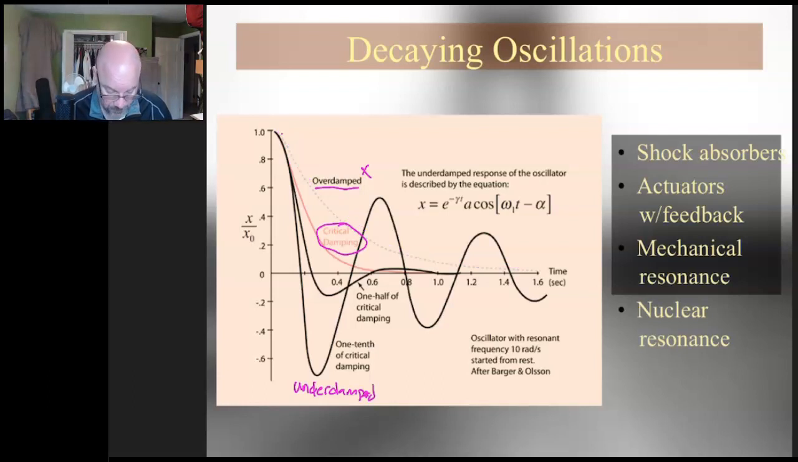However, this one right here is called critical damping. That is just a pure, straight out exponential decay. What happens in critical damping is this whole term here is just equal to 1, and so all you have left is that exponential decay term, like that.